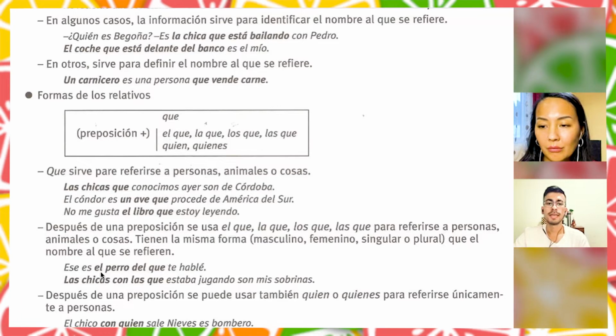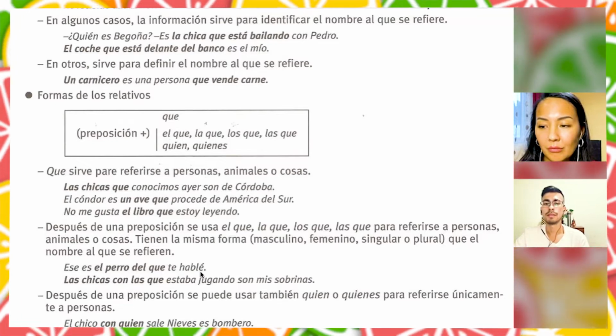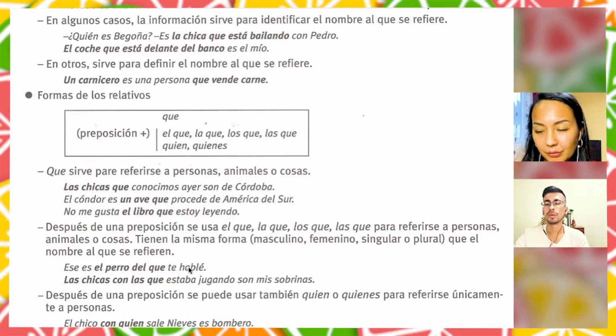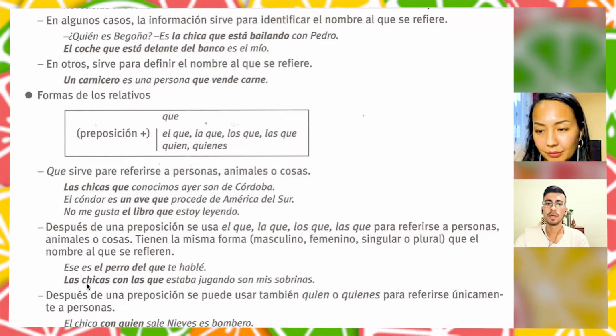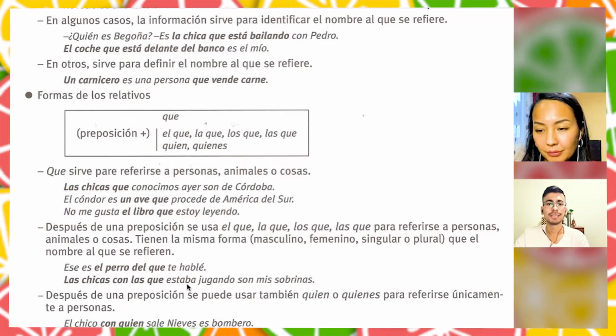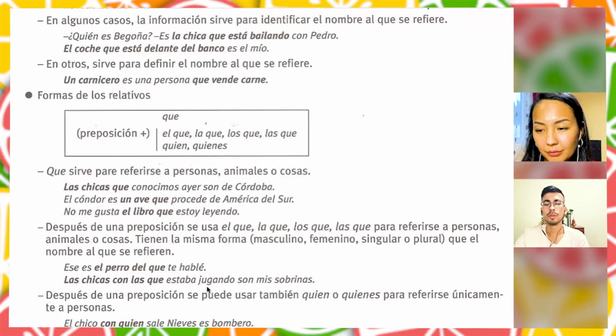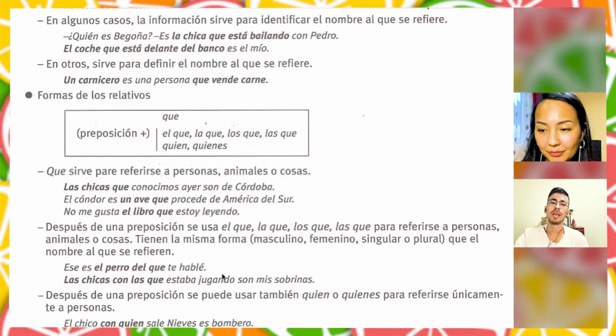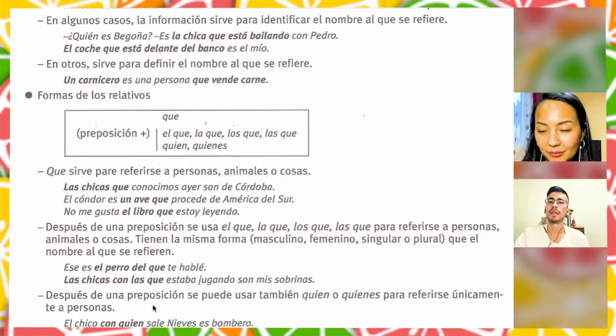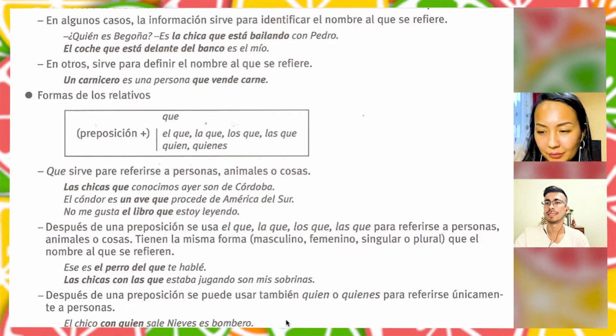Example, ese es el perro del que te hablé. This is the dog which I told you about. Or for example, here we use plural. Las chicas con las que estaban jugando son mis sobrinas. Okay, the girls which you were playing, they are my nieces.